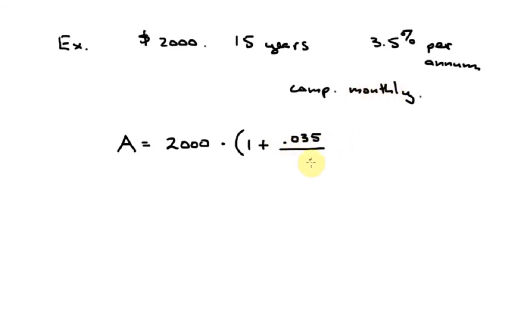So you're getting 3.5%. You've got to divide that up by 12 months. And how many calculations are we doing? This is over 15 years, and we're doing these calculations every month, so I've got to times that by 12 to get the correct number of growth periods. So this is what I would put into the calculator and figure out how my money has grown.